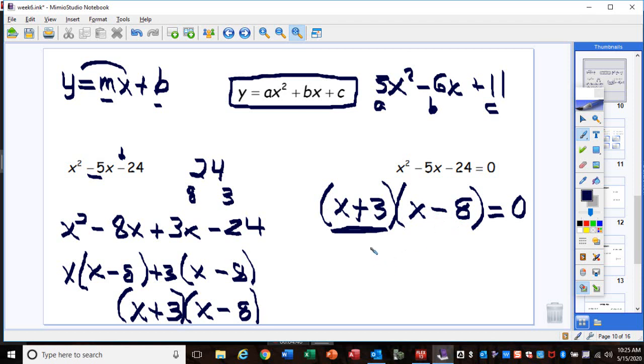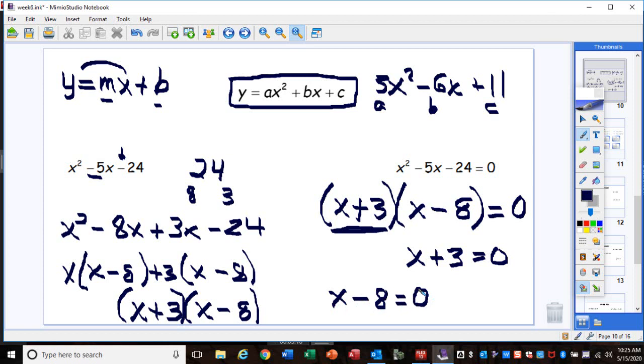So here's what you do. I'm going to remove the parentheses. I'm just going to deal with the x plus 3. This is called the zero product property. I'm going to go x plus 3 equals 0. So I'm going to set each one of these separately equal to 0. And then I'm going to go x minus 8. I don't need parentheses anymore. I'm just going to go x minus 8 equals 0. So what I'm going to do is solve both of these.